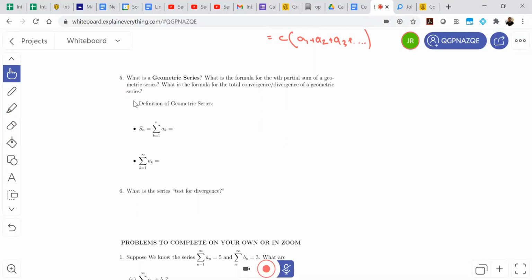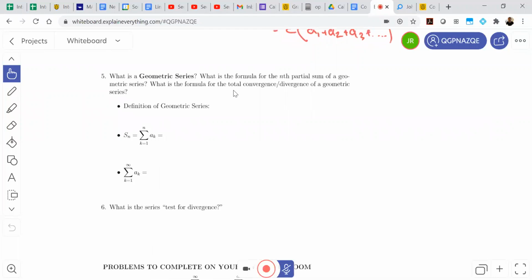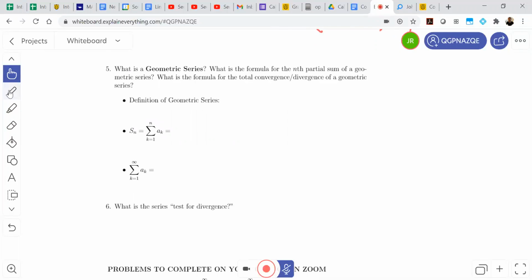I also want to introduce a special kind of series. So we have our two questions. What are some general properties for all series? Can we come up with specific series that we know converge, or can we come up with strategies for which these might converge? So I want to introduce a specific kind of series that converges, and this is something called a geometric series.